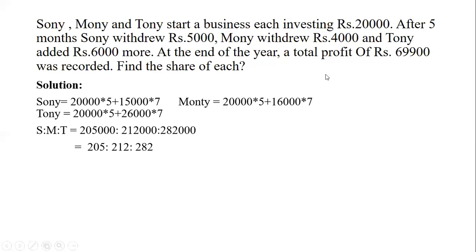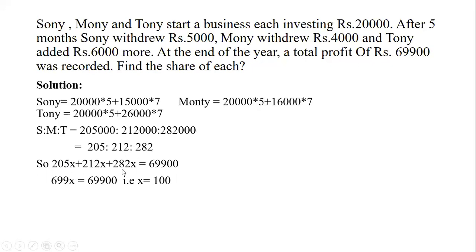Okay, at the end of the year the total profit is 699,000. So find the share of each. So in this ratio only we will be splitting the profits. Okay, so now we'll take 205x, 212x, 282x is equal to 699,000. So just add and see, 205 plus 212 plus 282, you will get 699. x is equal to 699,000 by 699, that is x is equal to 1000.